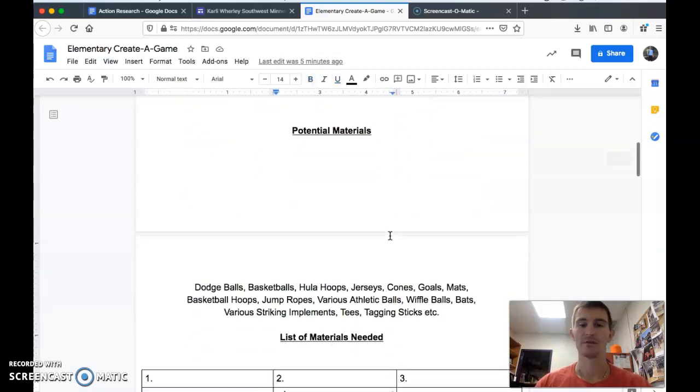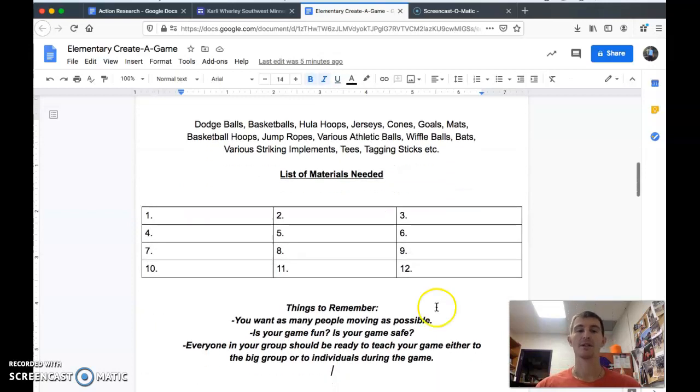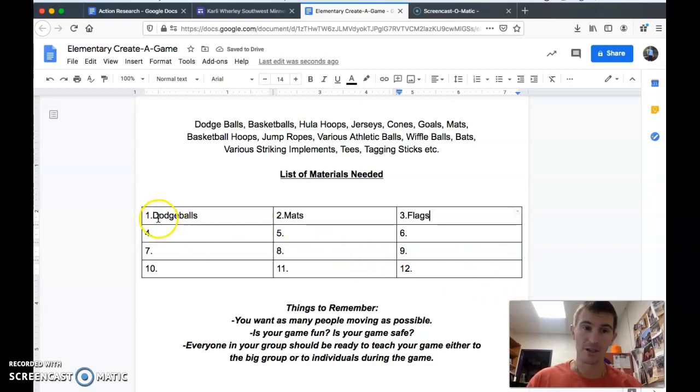So, potential materials. This is just a list of some of the things that I have available in my office that if you think you want them for your game, you sure could use those, okay? As you're working on this, once you've figured out what materials you need, just write in here exactly what it is. For example, most of you will probably have dodgeballs, right? A lot of you will probably want to use mats. And a lot of you might want to use, we'll just say the flags, okay? Those are all examples of stuff that you can use.